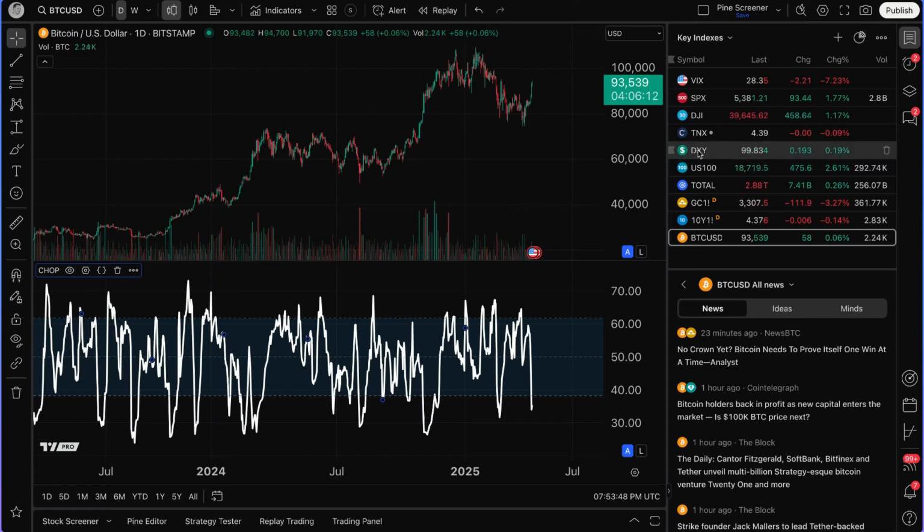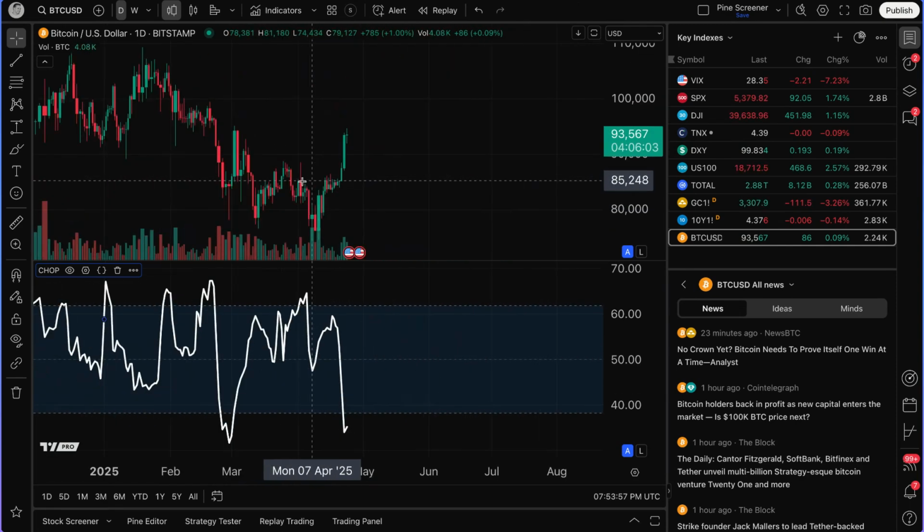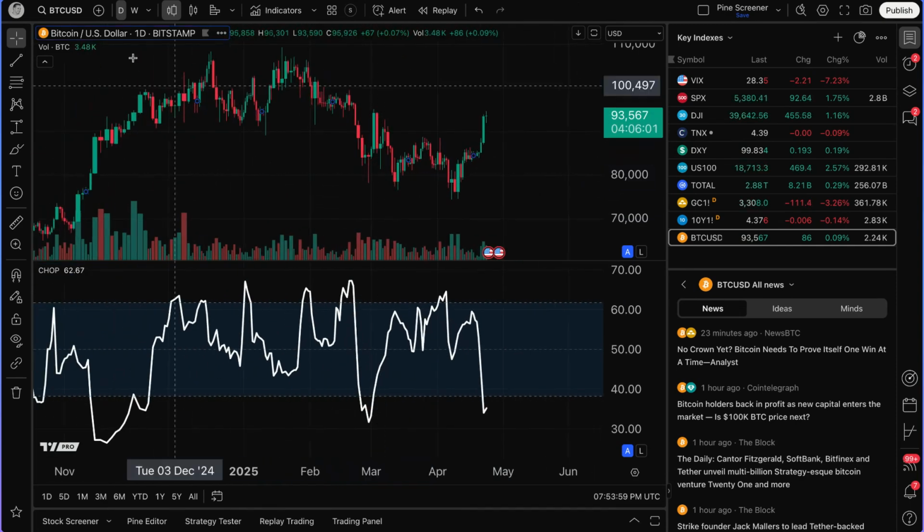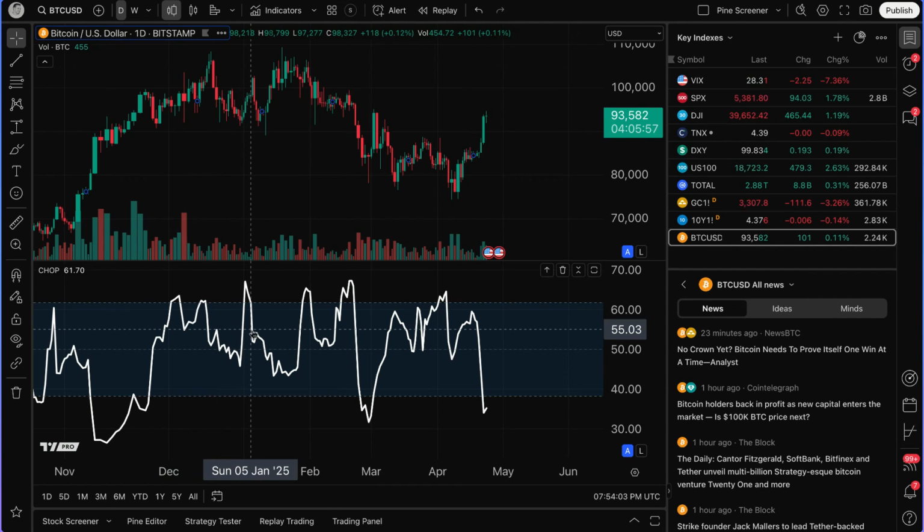Traders, we've got a great video for you here today because we are talking about the chop index, or the choppiness index. Now, on this exact chart here, I am looking at a chart of Bitcoin, BTC USD, and below here I have the chop indicator. You can even see it, CHOP, chop. It's right here before your eyes.